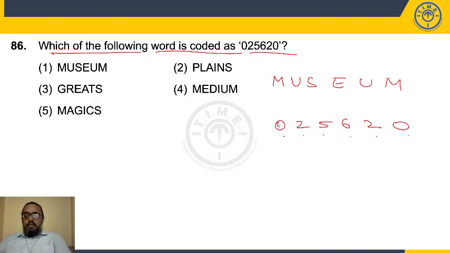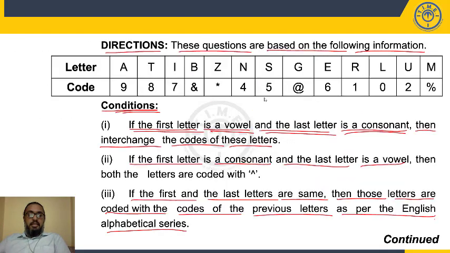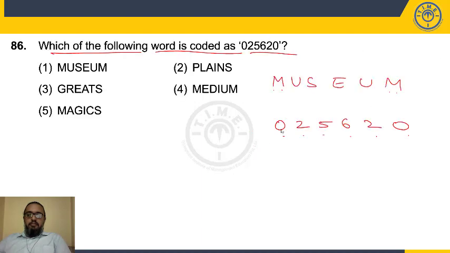Okay. Now we have museum, M and M. So both first and the last are same. When both first and the last are same, we take the third condition. What is the third condition? If the first and the last letters are same, then those letters are coded with the codes of the previous letters as per the English alphabetical order. So M, what is the previous? You have L. So for L you have 0. So it matches. Then the remaining are 2562.